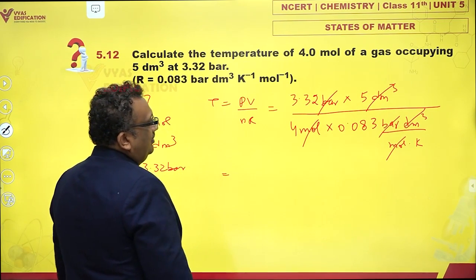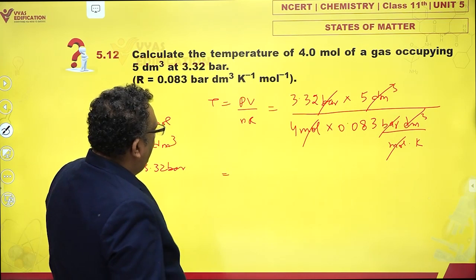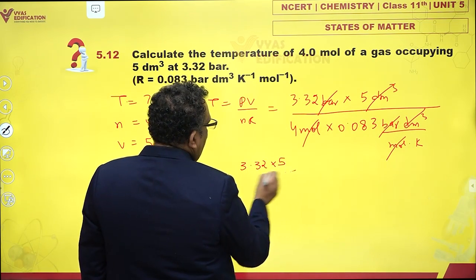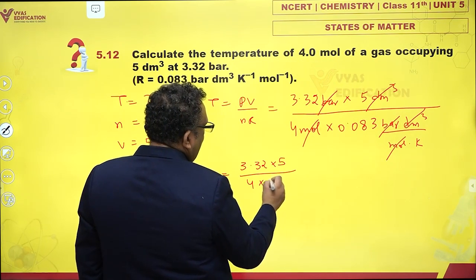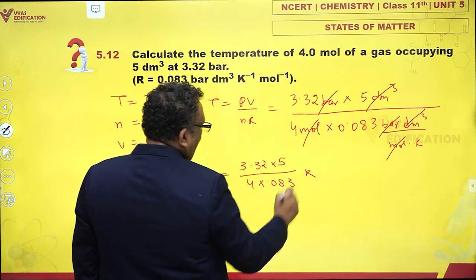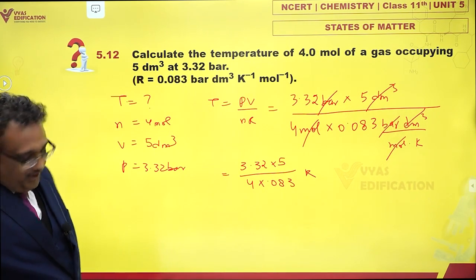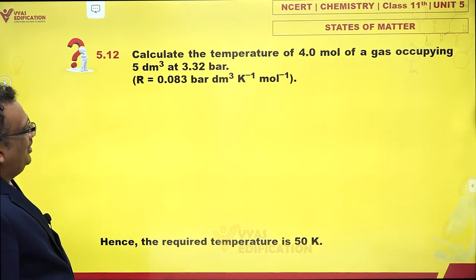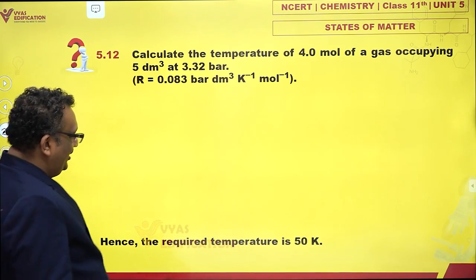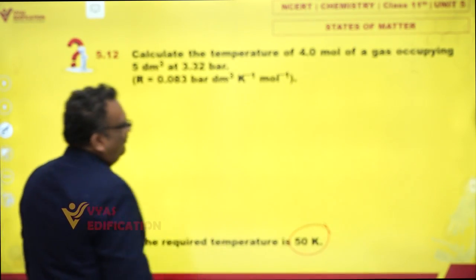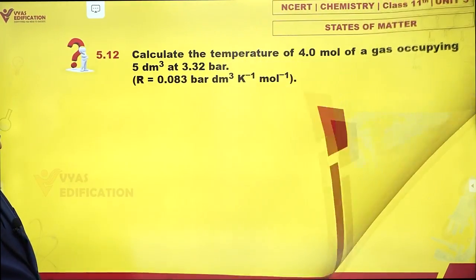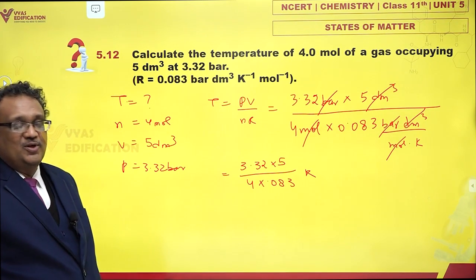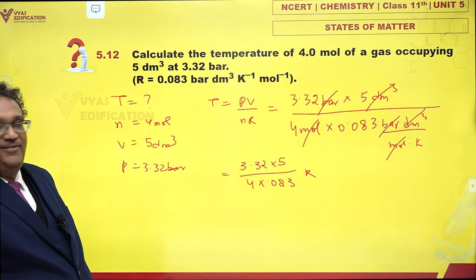How much does this come out to be? 3.32 into 5 divided by 4 into 0.083 Kelvin. Of course, I need to do the calculations. And once I calculate, very neatly, the temperature comes out to be 50 Kelvin. 50, it's a nice, lovely round figure if you care to note. Yes, it comes out to be 50 Kelvin.